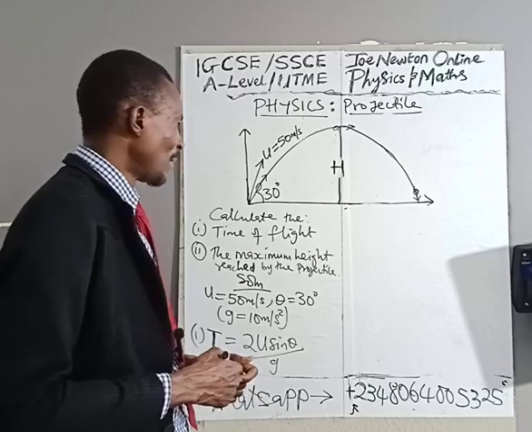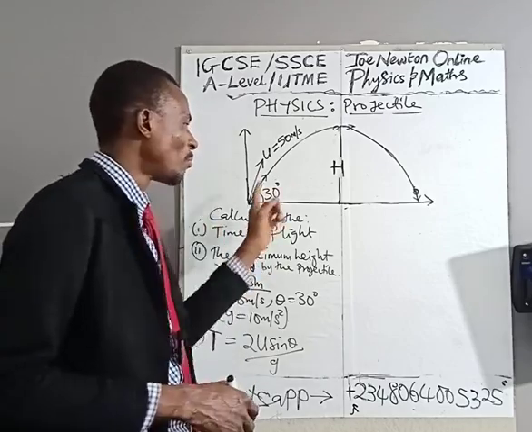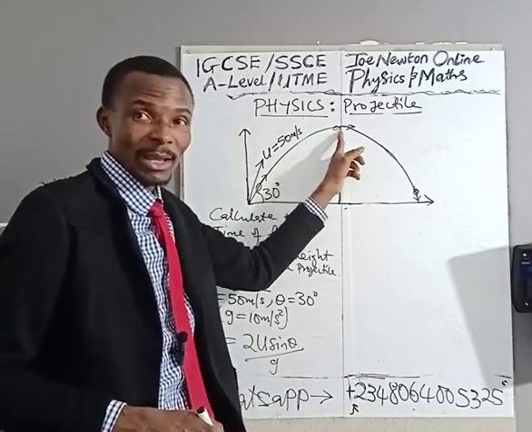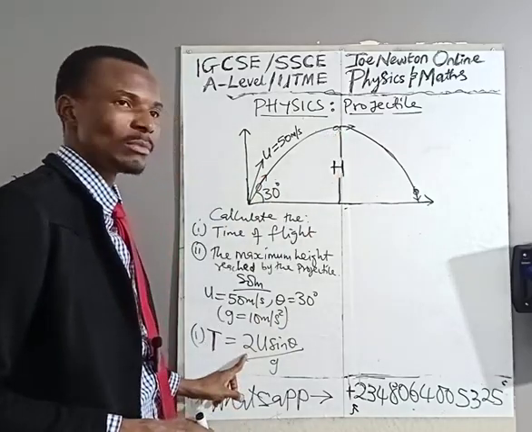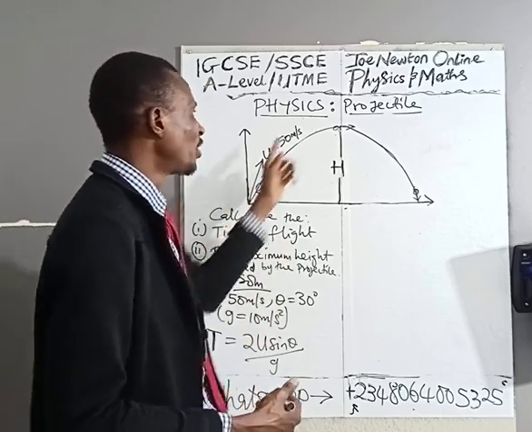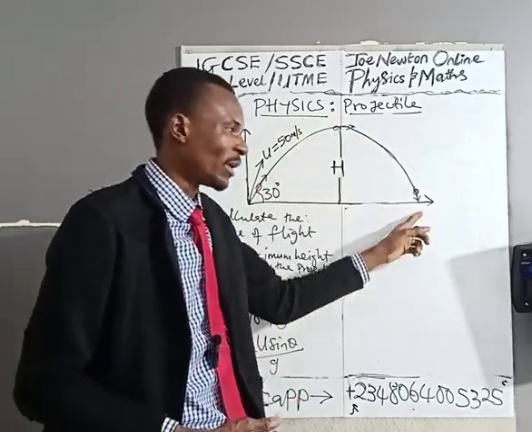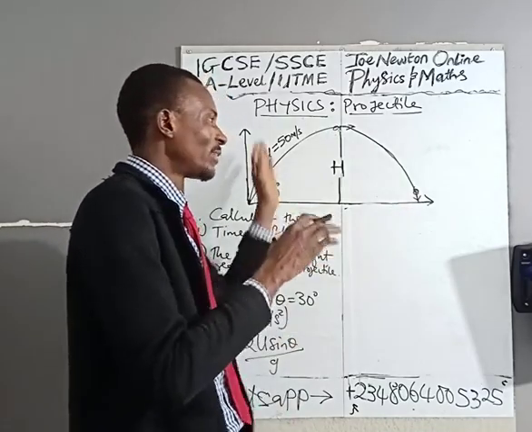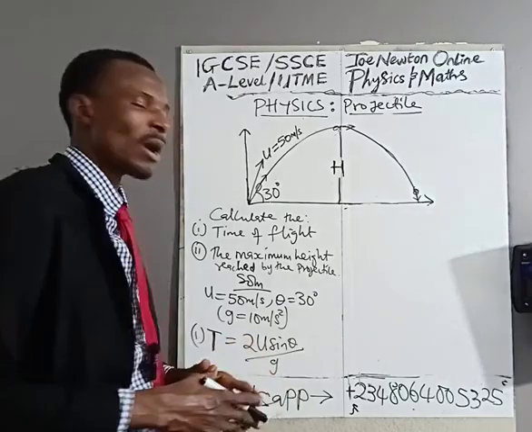Don't forget, if the question had asked you the time to maximum height, that's halfway, it will remove this 2. This 2 means twice. So time of flight means the total time taken to reach the maximum height and also come down, which is an equal time, times 2. That's why the 2 is here.